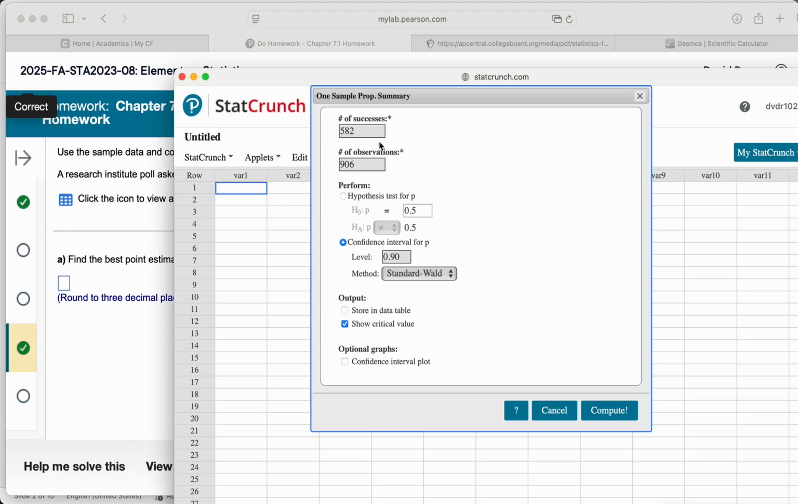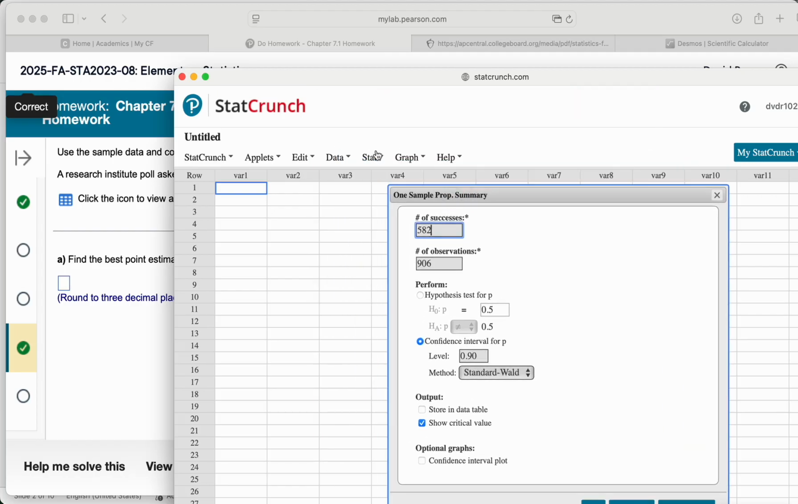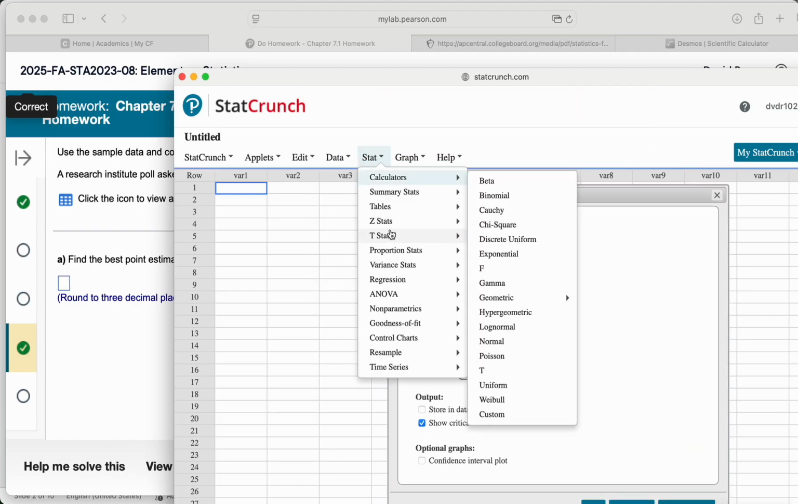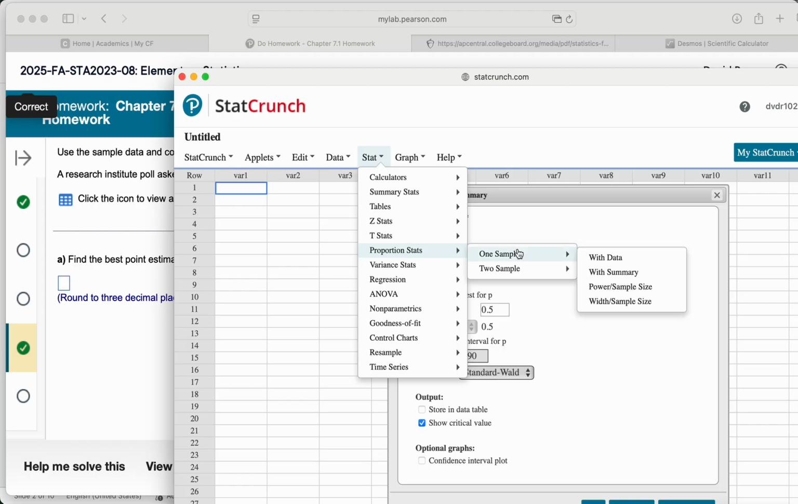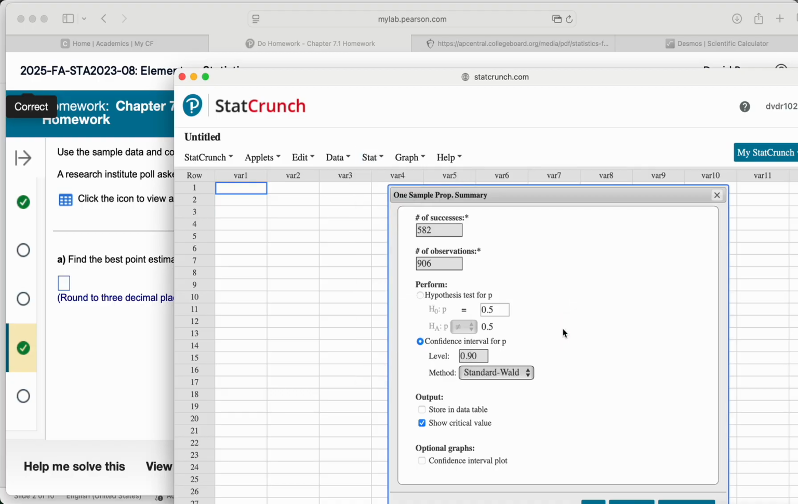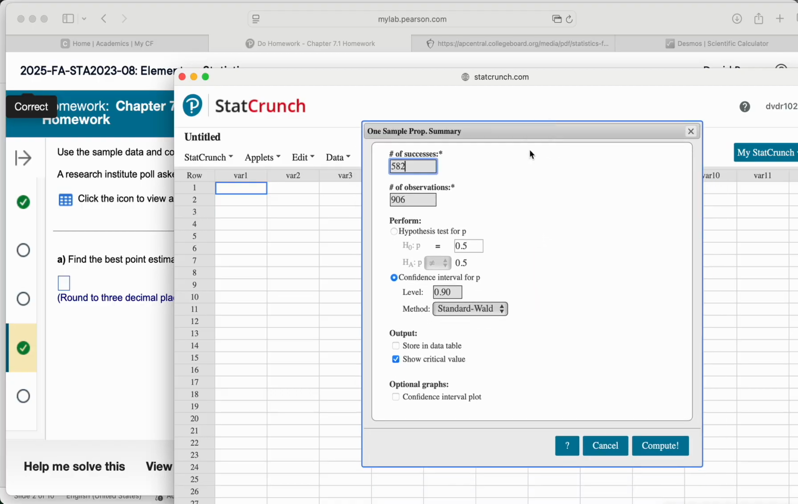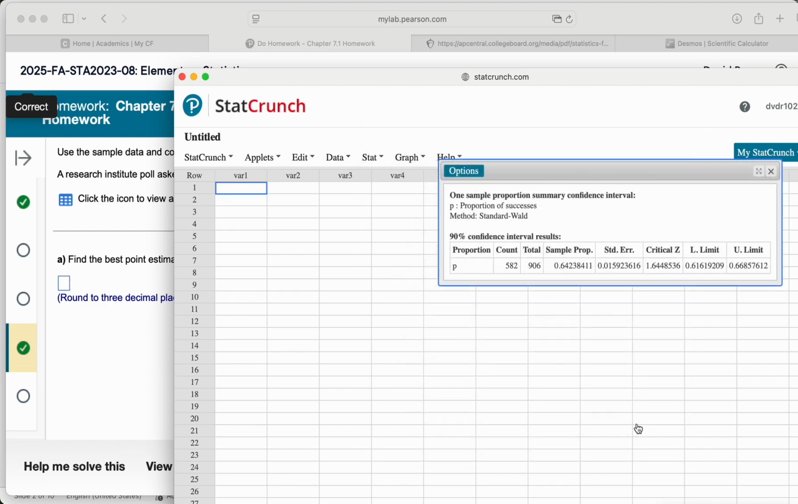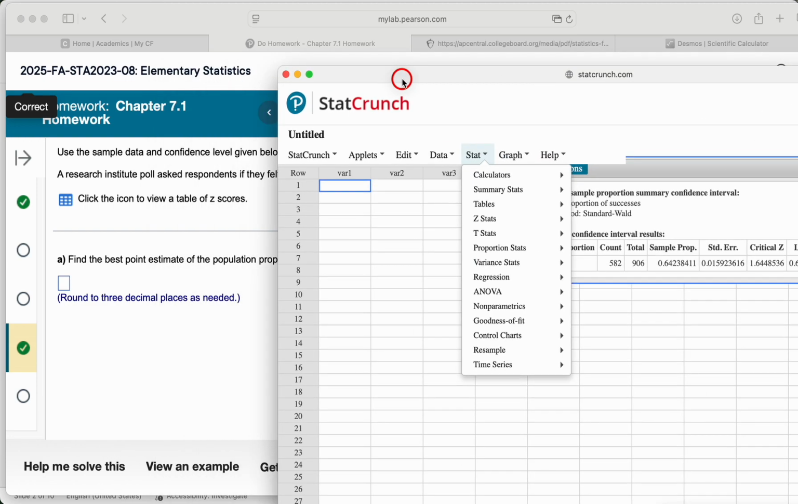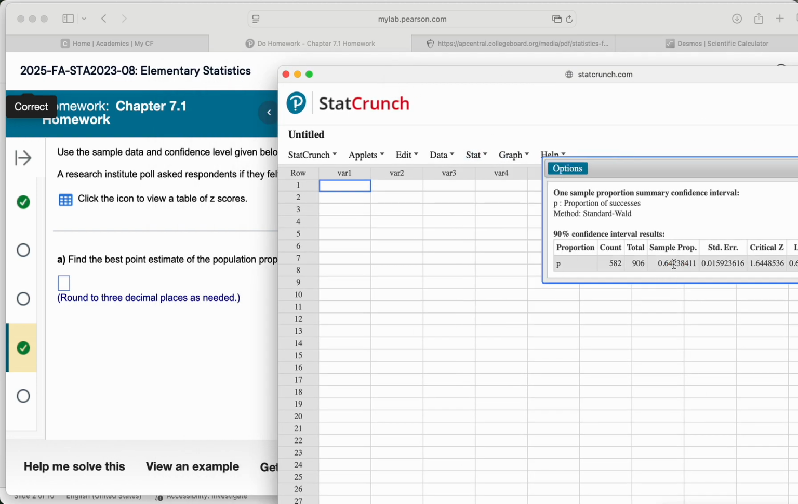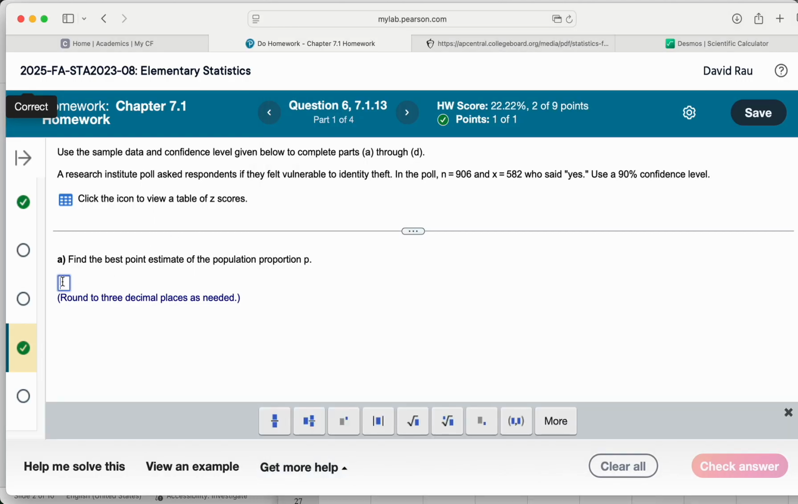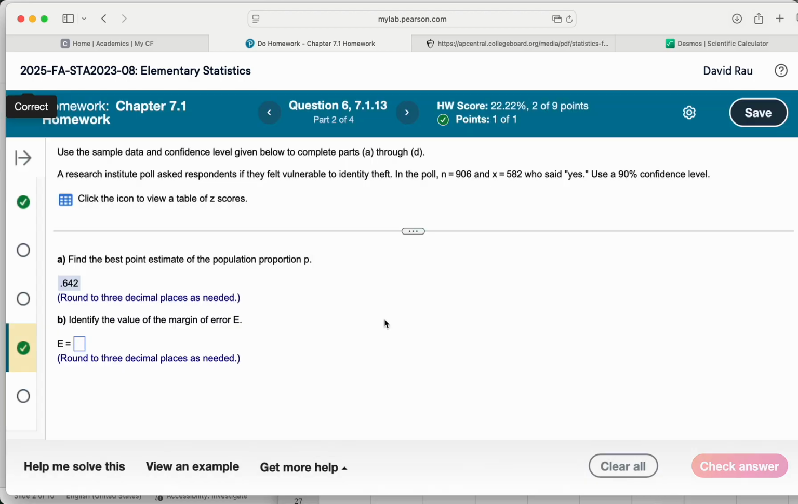So that's a really simple menu. Again, we went to Stat, Proportion Stats, one sample, and with summary, because we didn't have all the data, we were just told the yeses and nos out of how many. All right, make sure you click the show critical value. I'll show you why that matters. But first, you can see there's my sample proportion, my 0.642. So there's my first answer. Way easier, way less calculator work.